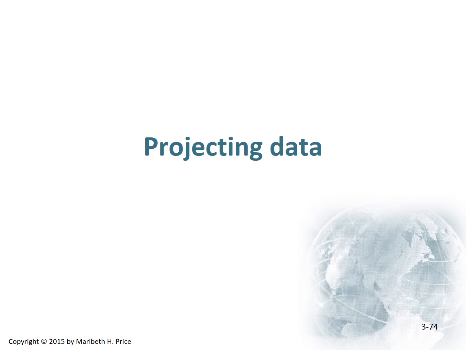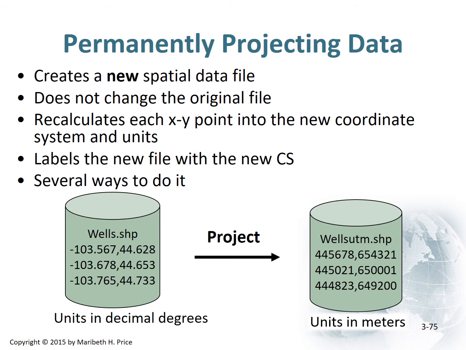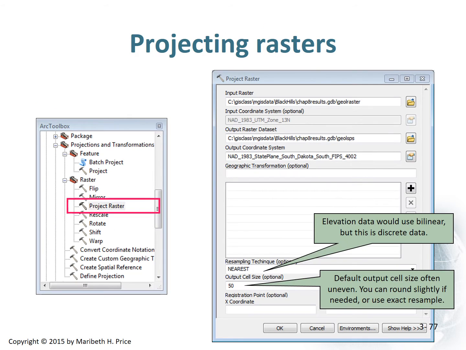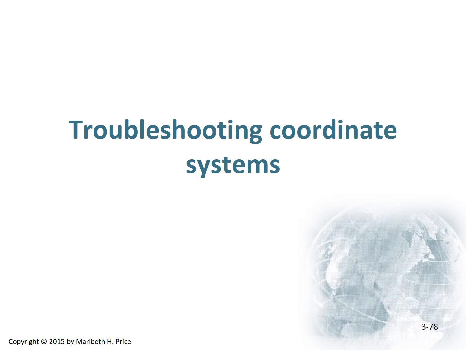Projecting data. If you have data that needs projected, it's not that big of a job. Permanently project it creates a new shapefile. If you're trying to permanently project something and you don't get a new spatial data file, you used the wrong tool. You can do it using the project tool. If you're talking about rasters, it's a different tool, the project raster.